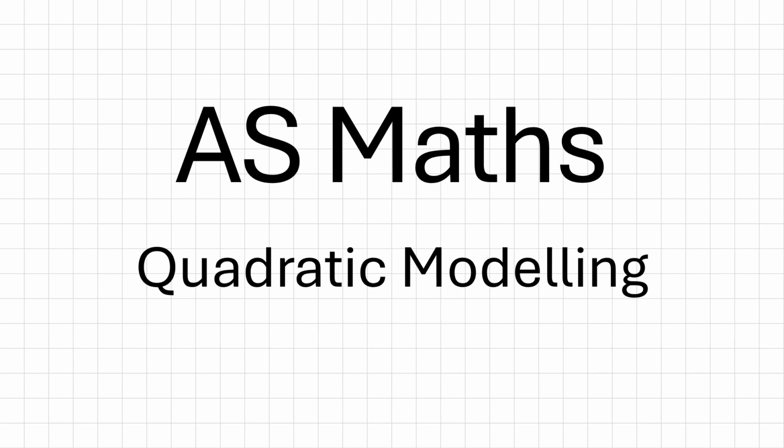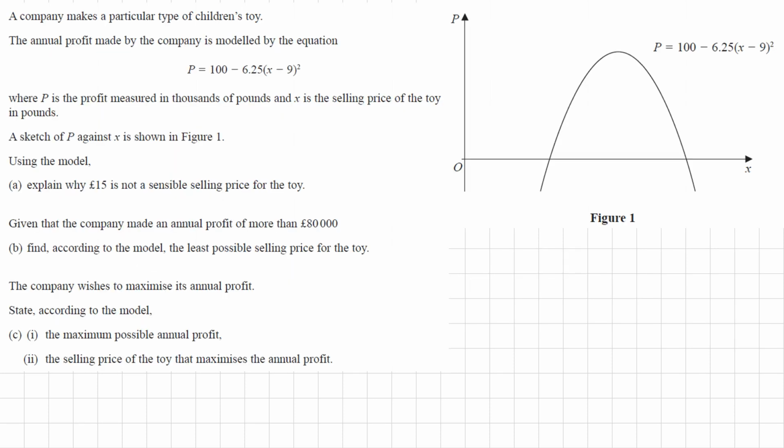This is an AS question on quadratic modelling. A company makes a particular type of children's toy. The annual profit made by the company is modelled by the equation P is equal to 100 minus 6.25 times (x minus 9) all squared, where P is the profit measured in thousands of pounds and x is the selling price of the toy in pounds.